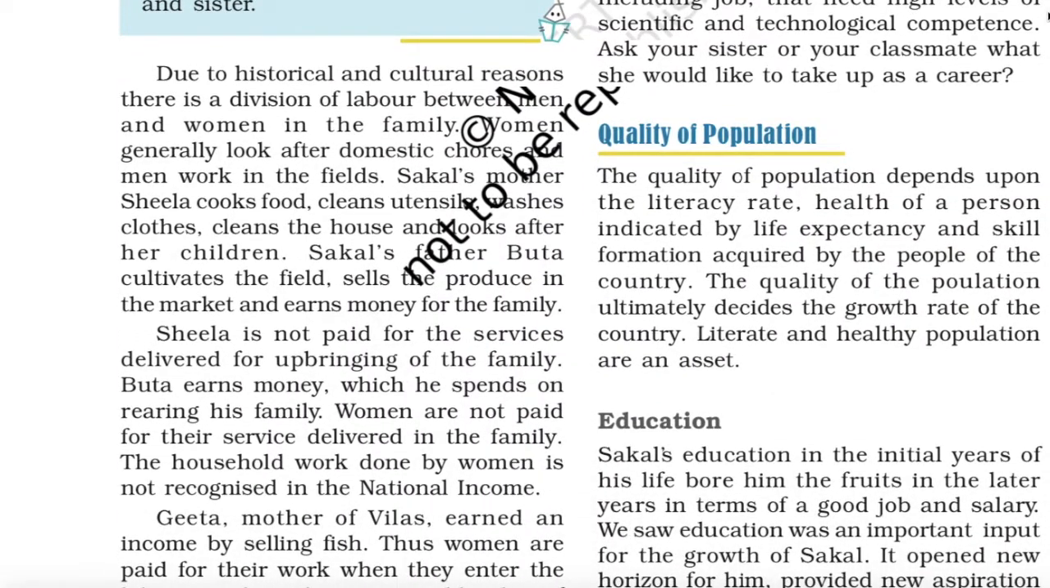Due to historical and cultural reasons, there is a division of labor between men and women in the family. Women generally look after domestic chores and men work in the fields. Sakal's mother Sheila cooks food, cleans utensils, washes clothes, cleans the house and looks after her children. Sakal's father Bhuta cultivates the field, sells the produce in the market and earns money for the family.